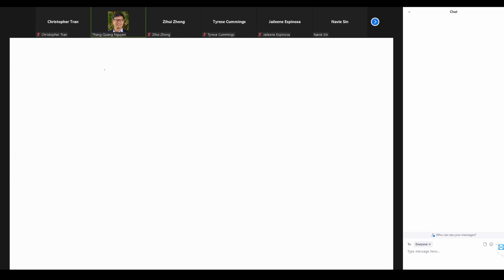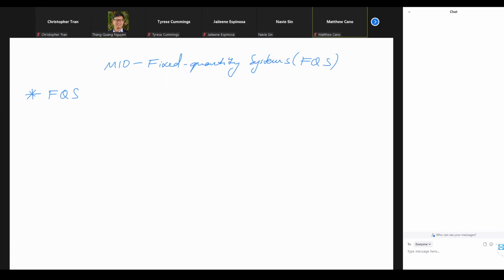Okay, so we are still at module 10 about the fixed quantity systems, or FQS. So the big topic that we talk about now is the FQS model, right? Earlier than this, we talked about the EOQ model. But the EOQ is just the foundation for us to do the FQS. So now we're already done with the EOQ, and now we do the FQS model.